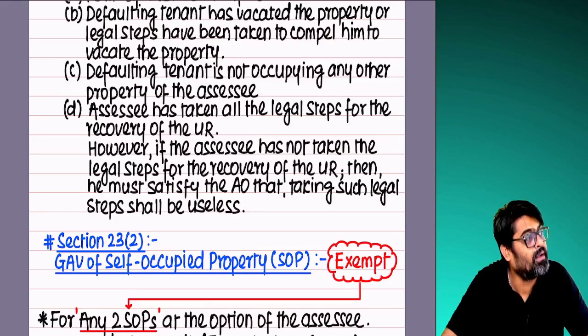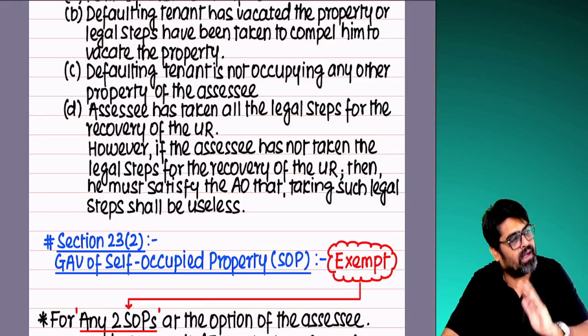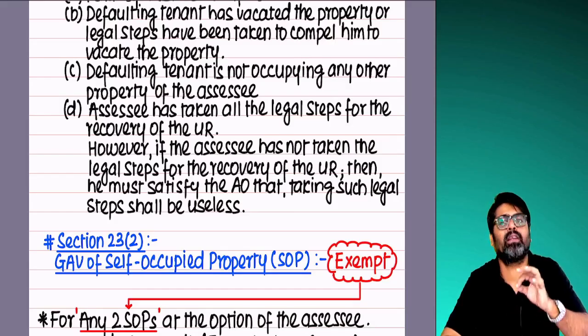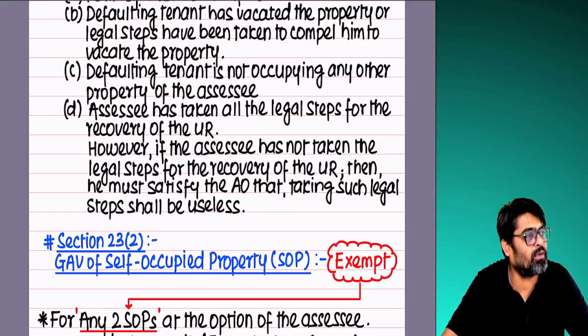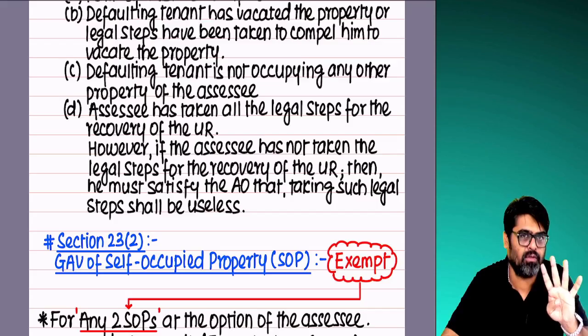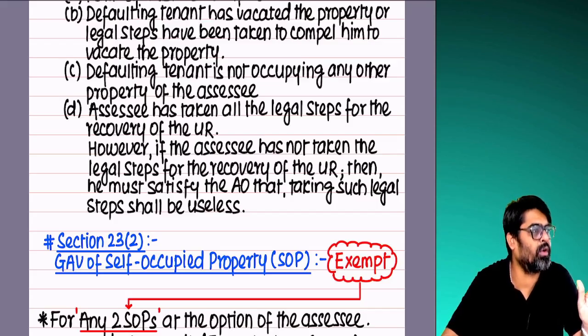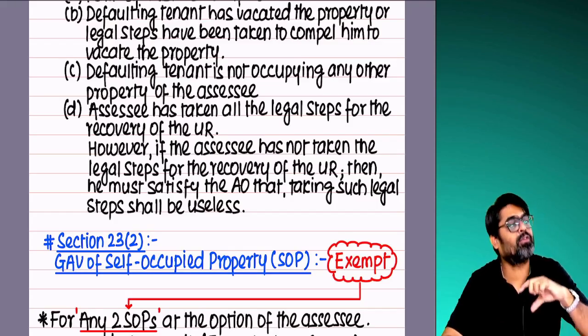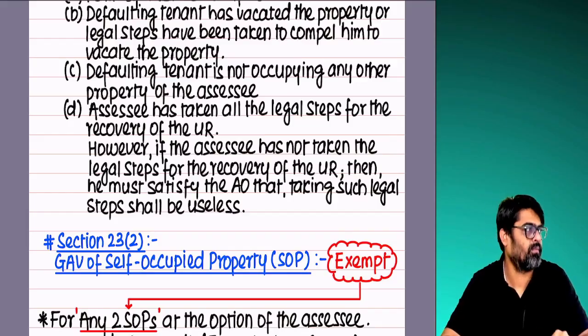Getting my point? Only if he gets satisfied, this condition is considered to be fulfilled. Yes or no? So, 4 conditions. They are not going to ask you these conditions directly, but these conditions will be mentioned in the question. Any of these conditions will be mentioned in the question.